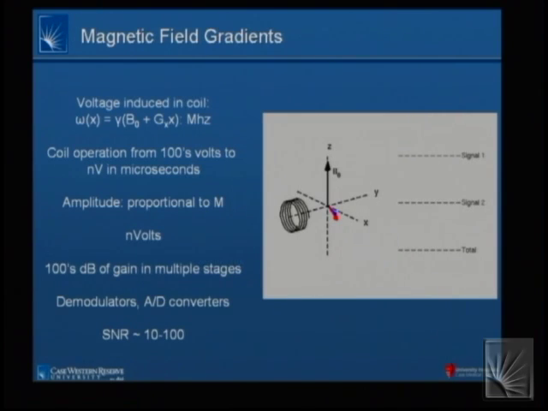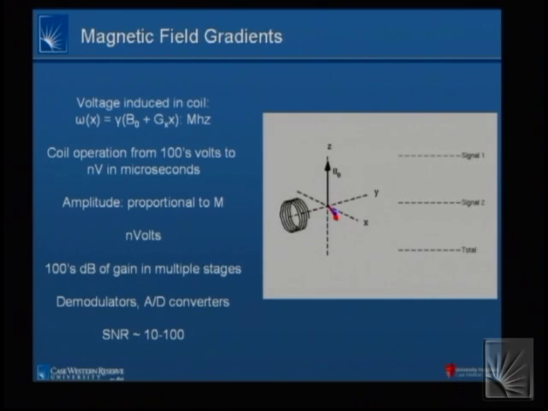So initially, the coil operation in terms of my detector is going to go from hundreds of volts, as I said before, into nanovolts in the order of microseconds. This actually shouldn't be magnetic field gradients, this should be the actual coil used to detect the signal. Okay, so I apologize. So I know that the frequency of my magnetization is going to be dependent on where the spins are located. I know that when I transmit my RF pulse, it's going to be hundreds of volts, but the detected voltage is going to be nanovolts.